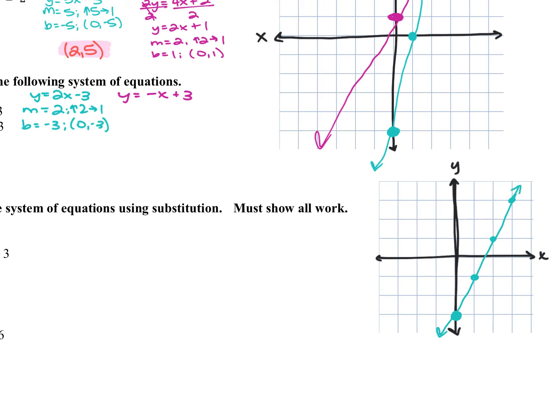For the y is equal to negative x plus 3, your slope is negative 1, so we're going to go down 1 to the right 1. Your b is 3, so we're going to start at 0, 3. 0, 3 is here. Down 1 to the right 1 gives us this line. So again, the point at which these two lines cross is your solution. So in this case, this is 2, 1.